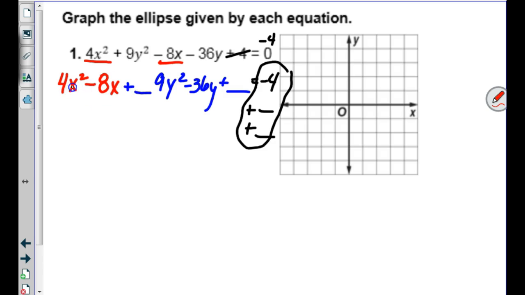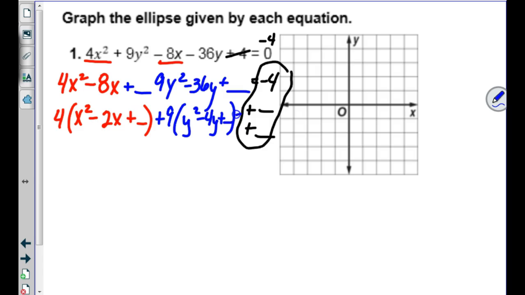Before we can complete this square, I have to factor out a 4, which will make this minus 2x plus blank. And then these blue guys back here, I have to take out a 9, which will make that what? y squared minus 4y plus blank. And it's equal to whatever happens over there with that hot mess.